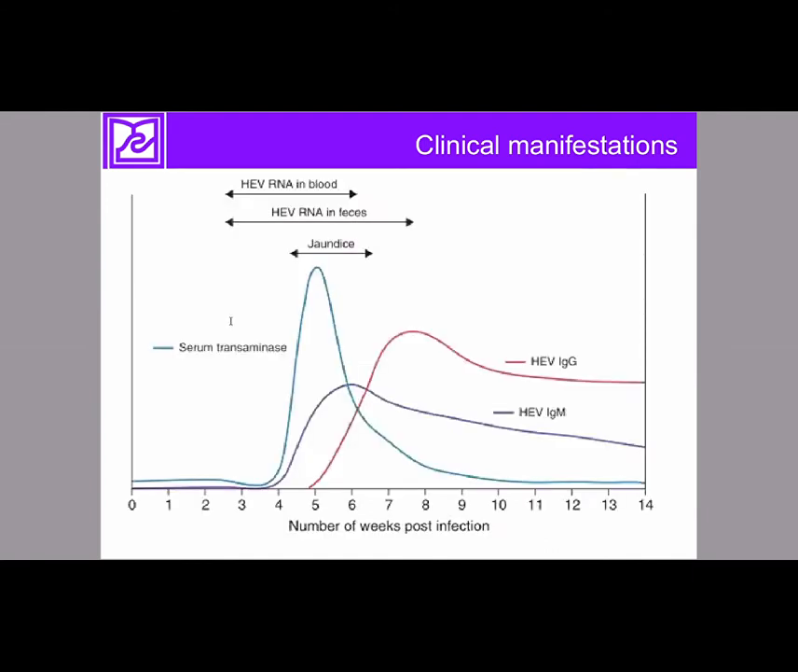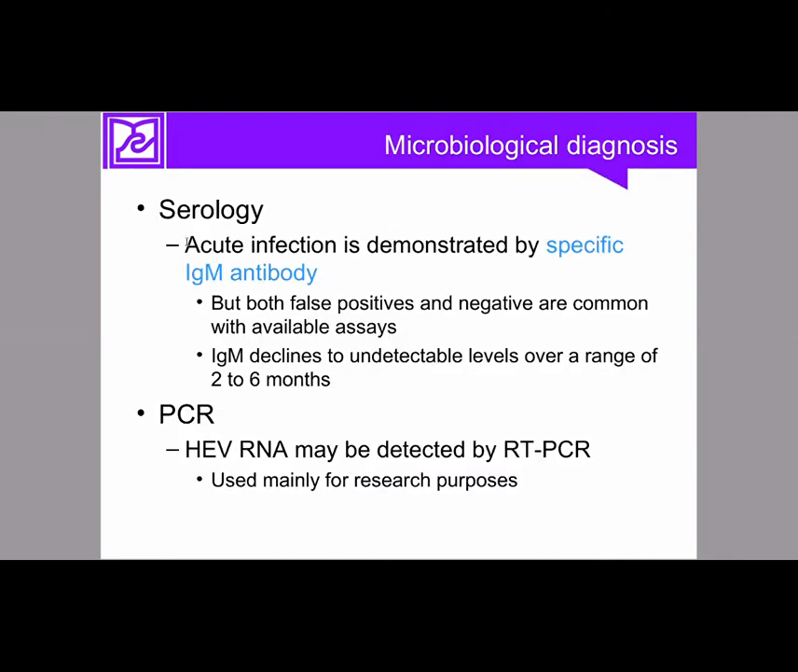This is the profile of a patient infected with hepatitis E virus. The same as hepatitis A, in the beginning, IgM appears. This is the first antibody that appears, and later IgG appears, and decreases later. So the diagnosis of acute hepatitis E is made by the detection of IgM against hepatitis E, the same as for hepatitis A.